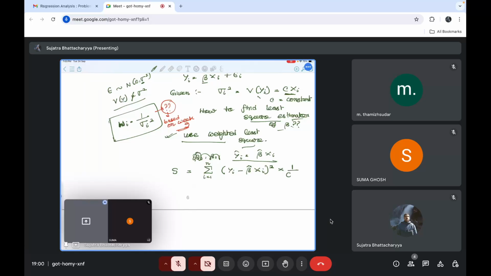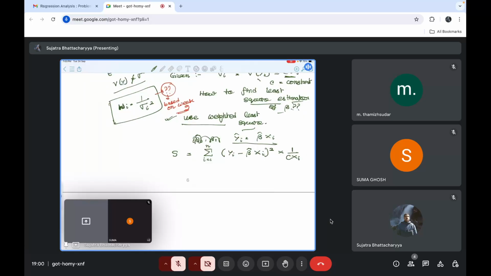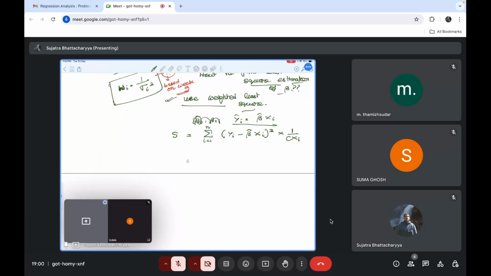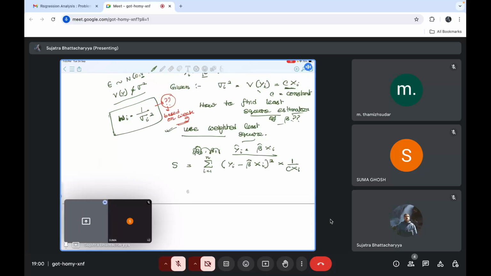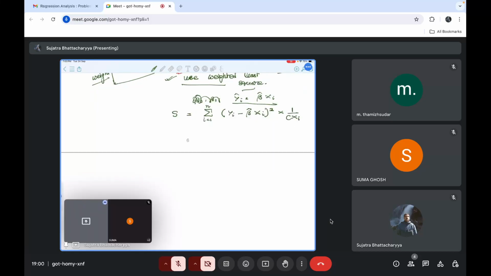1 upon Cxi. Actually, this question should have been put at the end, but I wanted to do it right now. Okay. So weight is, always remember, 1 upon sigma square. So this is what we have done. Now you can easily solve it. You just have to take delta S by delta beta hat and set it equal to 0.